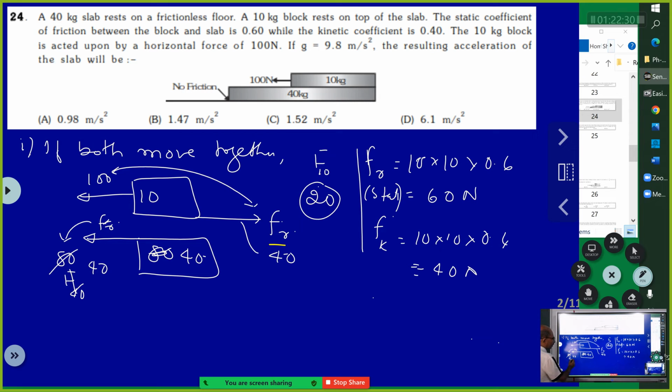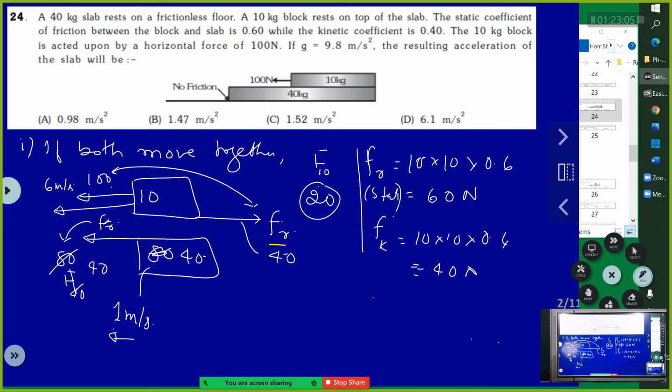Now you see, because of this 40 Newton, what is the acceleration of this? The acceleration of this block will be 1 meter per second square in the left direction. And what is going to be the net force here? 100 Newton minus 40 will be 60. So 60 by 10. So this will move with an acceleration of how much? 6 meters per second square, and this is going to move with 1 meter per second square.